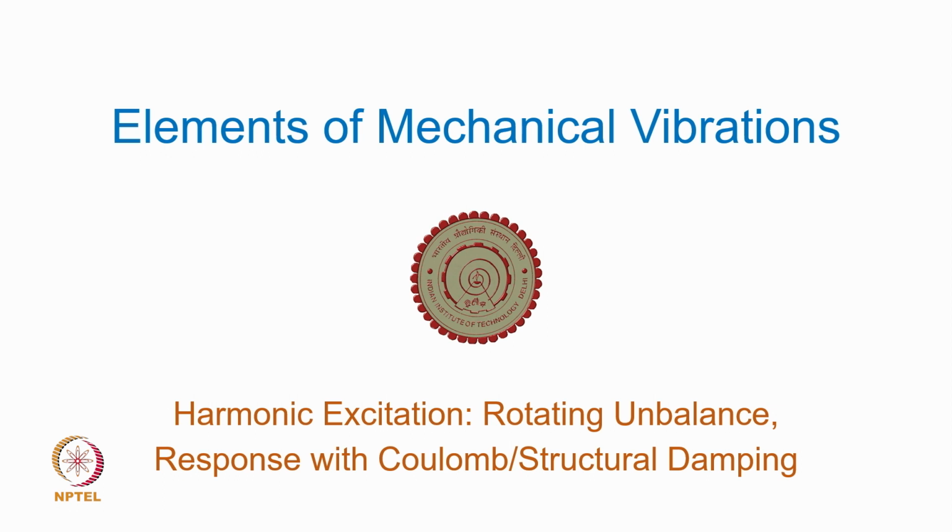In the previous lecture, we discussed the response to harmonic excitation wherein the force amplitude was constant, and in today's lecture we will discuss how the response to a rotating unbalance is obtained, particularly because in the rotating unbalance case the amplitude of the excitation force is going to change with the rotational speed. And in the later part of the lecture, we will discuss how the response is obtained when the damping is not viscous damping, but is a structural or a Coulomb kind of damping.